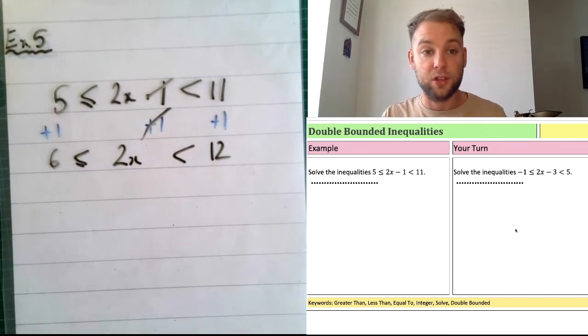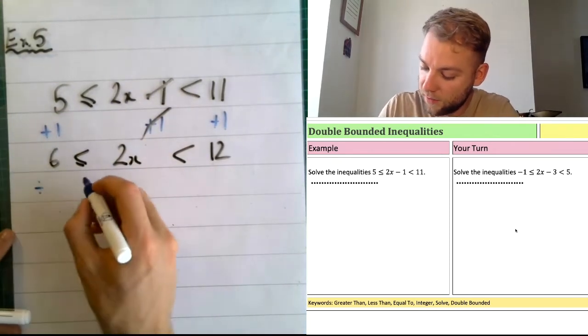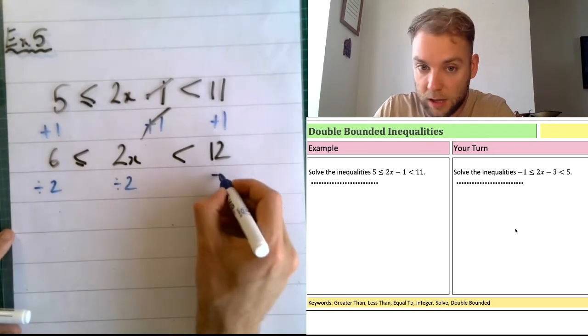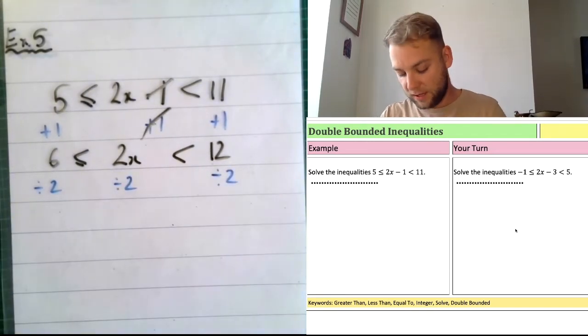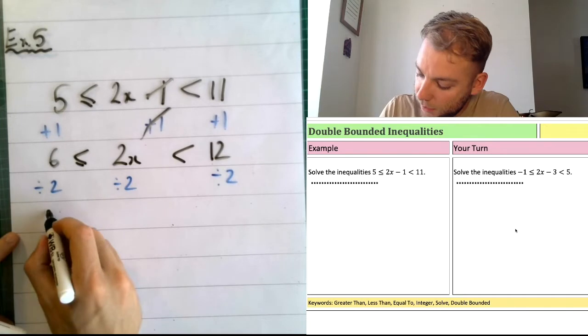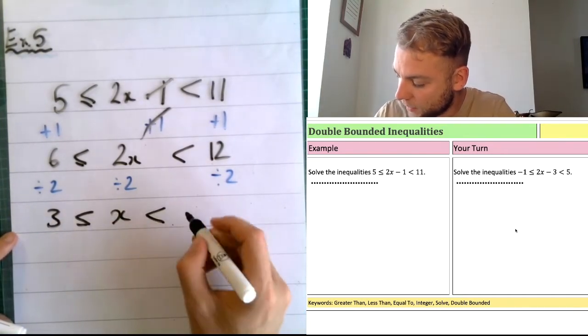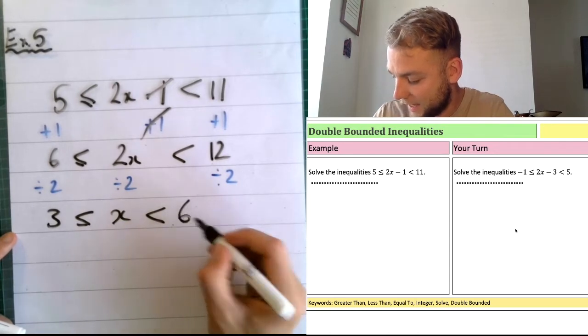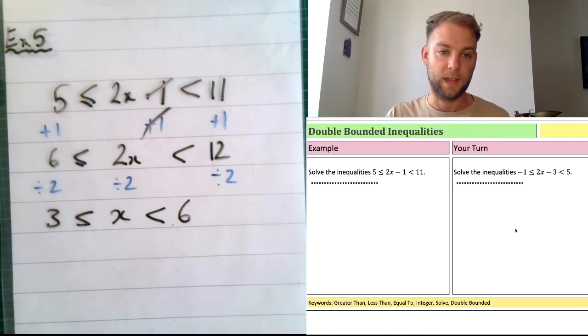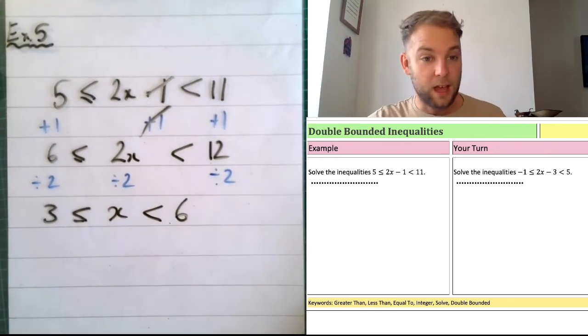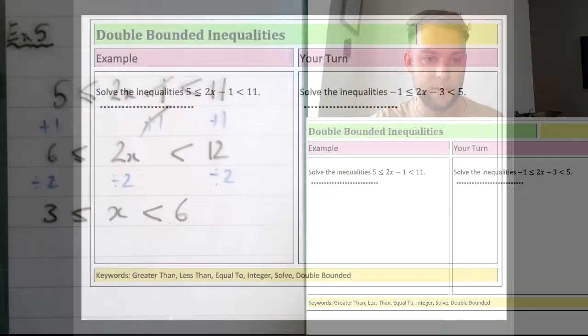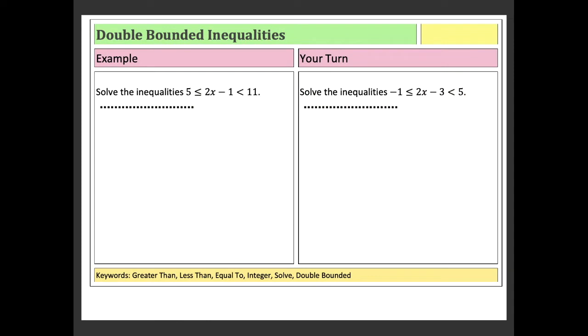And then to get rid of the 2, we need to divide by 2, divide by 2, divide by 2, divide by 2. So 6 divided by 2 is 3. 2x divided by 2 just leaves you with x. And 12 divided by 2 gives you 6. Brilliant. There we go. Okay, so again, pause now and have a little go at that one on the right-hand side there.